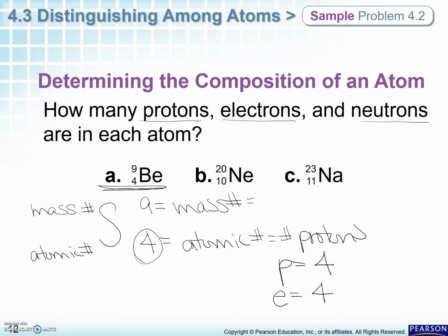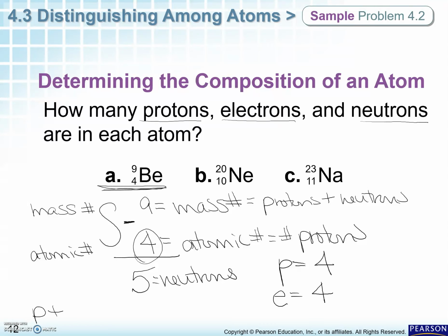So if you recall, the mass number is protons plus neutrons. So the easiest way to figure out how many neutrons is to simply subtract. 9 minus 4 is 5. That means we have 5 neutrons. If you need to check, add the number of protons plus neutrons, which would be 5 plus 4, and you would get 9, just as in our example above.